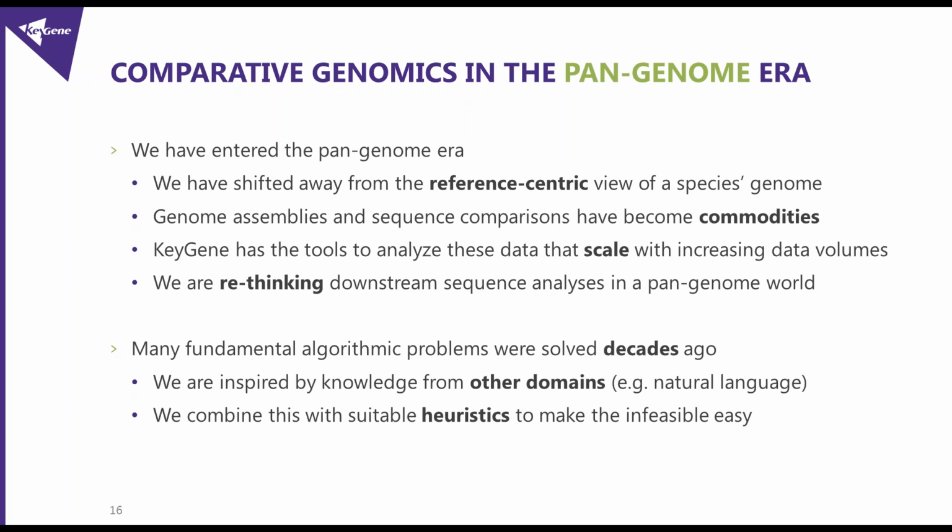What I also wanted to show you is that many of the algorithmic problems that we face actually were solved decades ago. And at KeyGene, we are inspired by knowledge from these other domains. For example, natural language processing. And we're trying to learn from this as much as possible by taking a look back at all papers, at all technologies that may have already solved the problems that we are facing today from another angle. We like to combine these with suitable heuristics. So heuristics that make very challenging problems suddenly a lot simpler and that make what was a couple of years ago impossible to achieve, a pan-genome from 9 polyploid large genomes, to make that easy, to make it achievable within an hour.